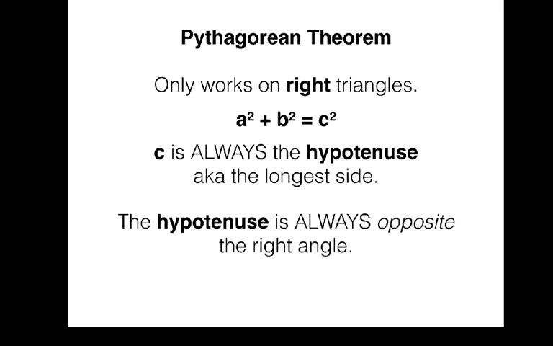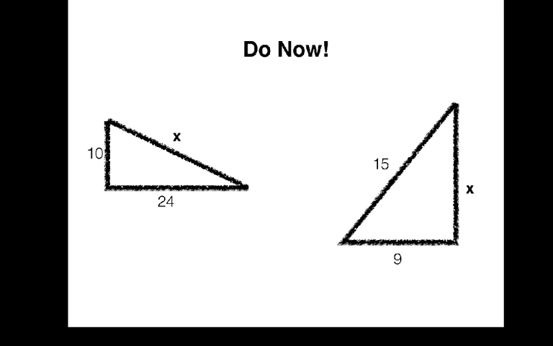The one that we need to watch is c. C is always the hypotenuse, aka the longest side. So whichever side of the triangle is the longest, that has got to be our c. If it's not our c, then we are messing up the equation and it doesn't work. The other thing to think about is that the hypotenuse is always opposite the right angle. So, since the right angle in a right triangle is the largest angle by default, it's always going to be opposite the longest side. And just a couple quick examples of this.